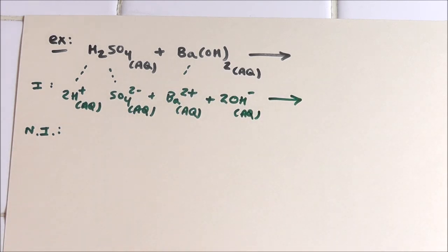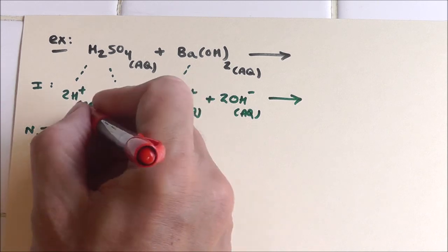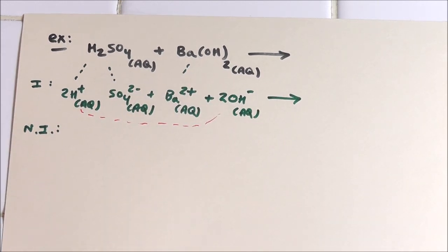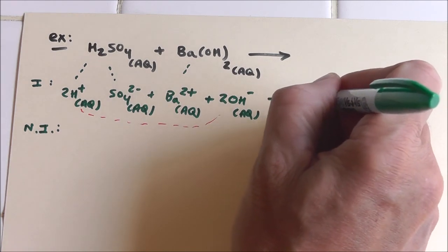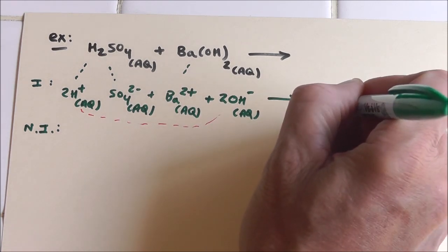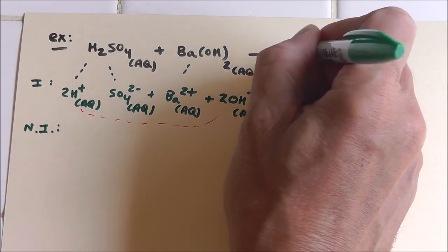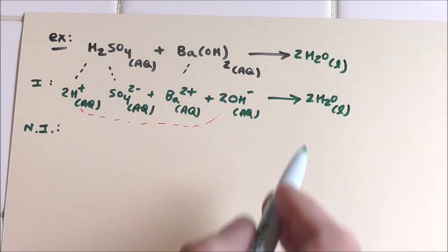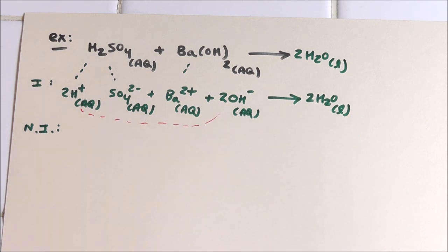Now, this is why I said this one's weird. This part isn't weird. H plus, 2 of them, is going to see that in solution, there's going to be 2 OH minuses. That's going to make 2 waters. And that's the molecular form too, because water is not an electrolyte. So we don't, right, that's not AQ, it's L.